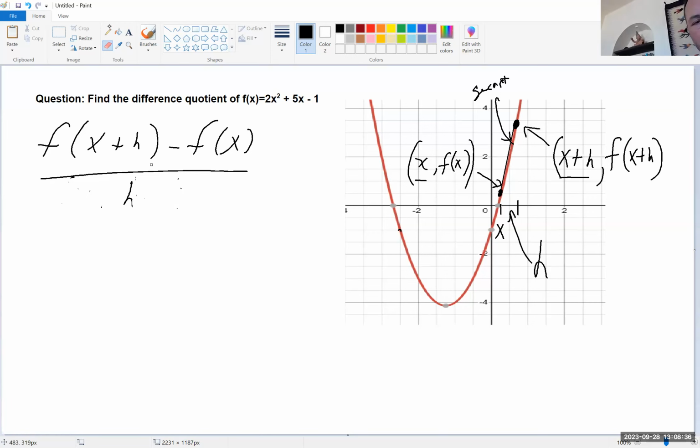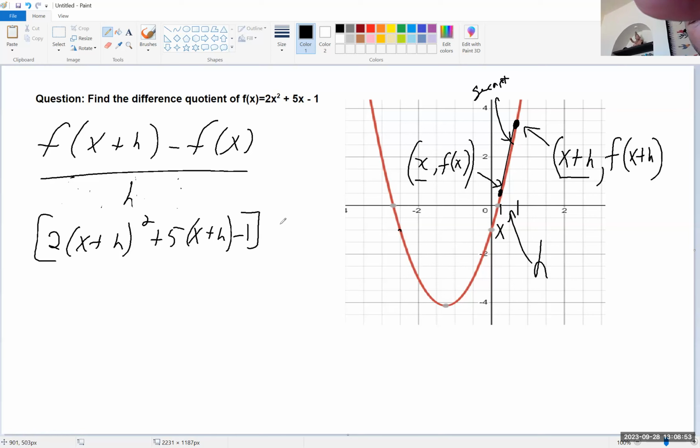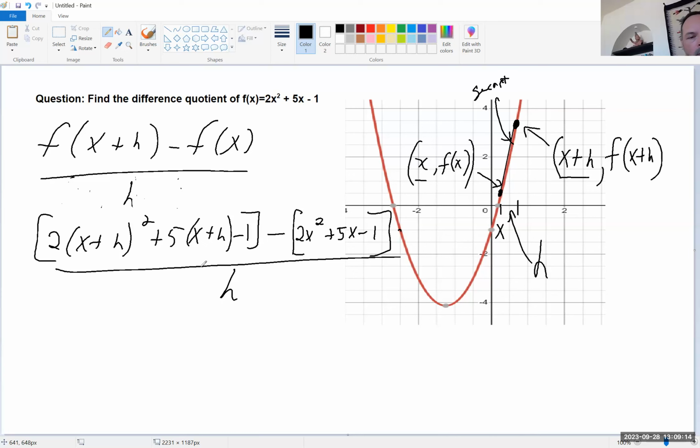Okay, so now how do we actually plug things in? So it's going to be 2 times x plus h squared plus 5 times x plus h minus 1, minus 2x squared plus 5x minus 1, all over h.